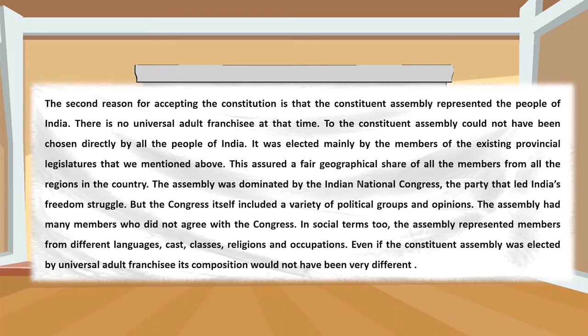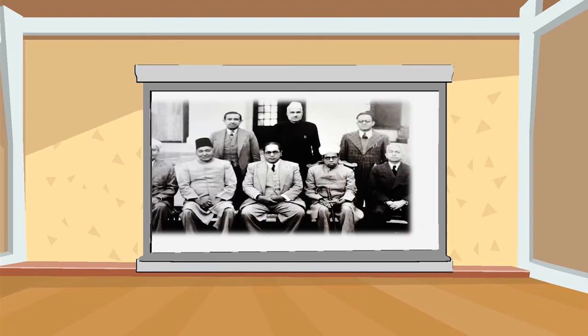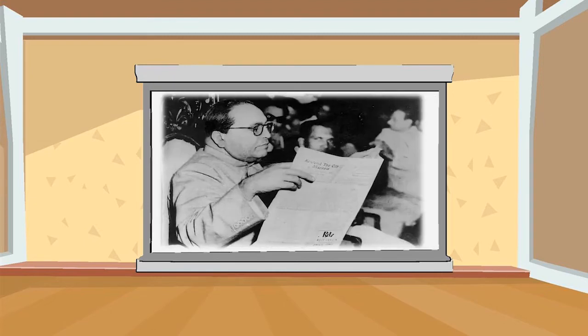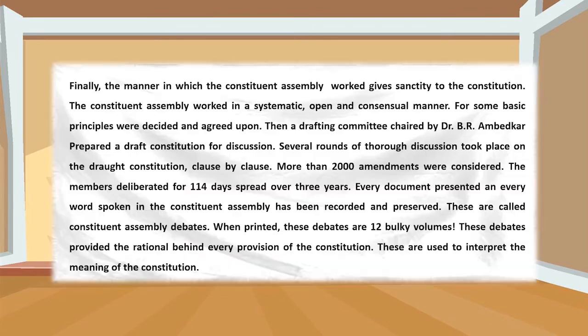The Constituent Assembly was led by the Indian National Congress. The Constituent Assembly was functioning systematically, openly, and in a consensual manner. Even the most basic principles were discussed among all the members. The chairperson of the drafting committee, Dr. B.R. Ambedkar, prepared a draft from all the discussions. Rigorous discussions took place thereafter to confirm all the principles clause by clause.